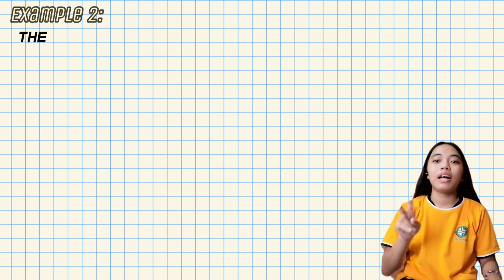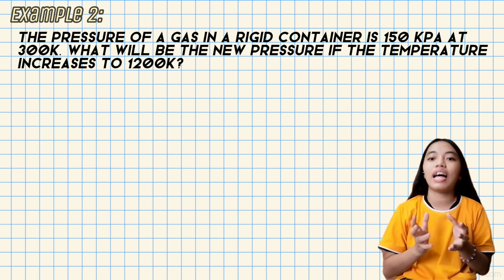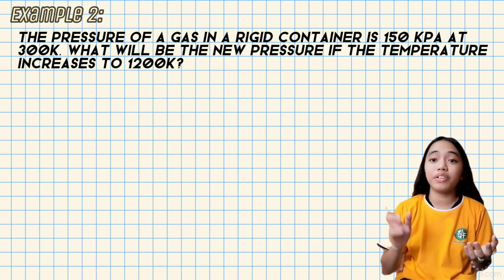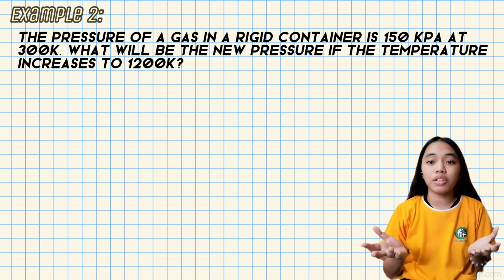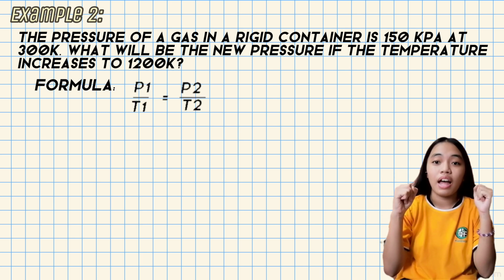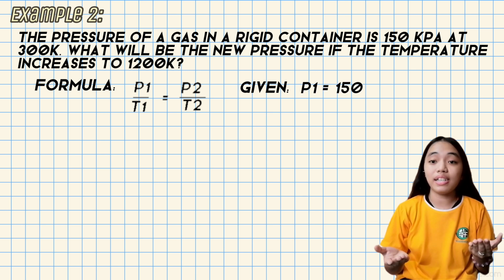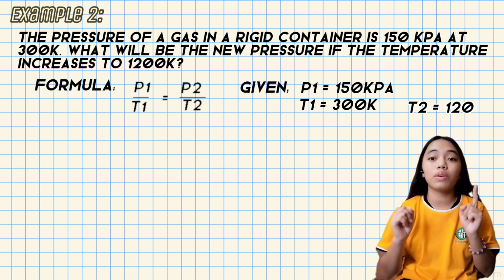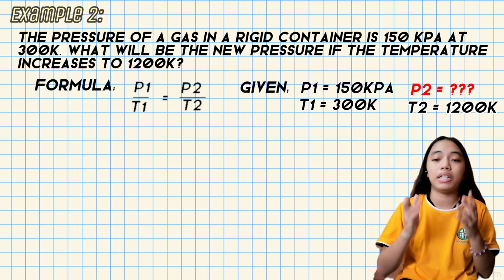Example number 2. The pressure of a gas in a rigid container is 150 kilopascal at 300 Kelvin. What will be the new pressure if the temperature increases to 1200 Kelvin? To calculate the new pressure, we use the formula above. Then, we identify the given values. P sub 1 is equal to 150 kilopascal, T sub 1 is equal to 300 Kelvin, and T sub 2 is 1200 Kelvin. Now we're going to calculate the new pressure, which is P sub 2.